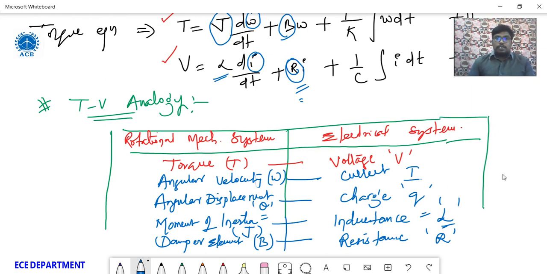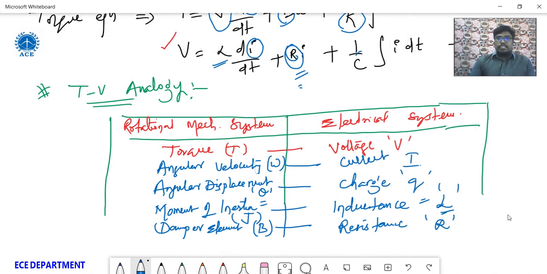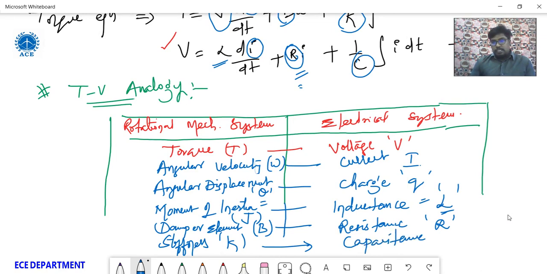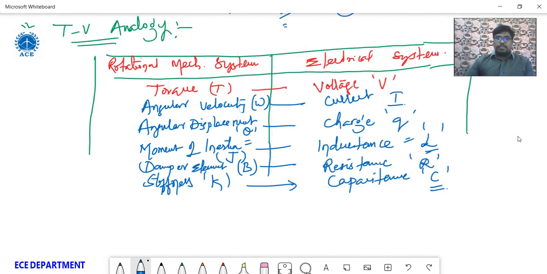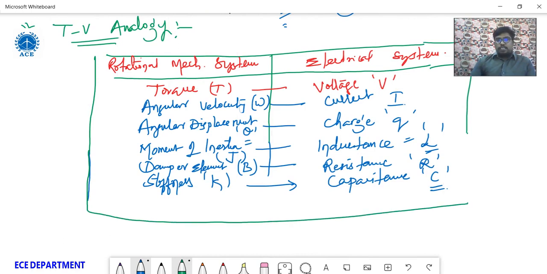Okay, anything forgotten? Right, we have stiffness also. Stiffness becomes what? Capacitance. Spring element or stiffness, that is K, represents K. This becomes capacitance in the electrical system. Okay, so this is a conversion of a rotational mechanical system to an analogous electrical system.